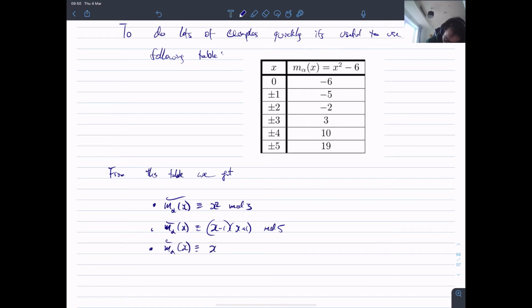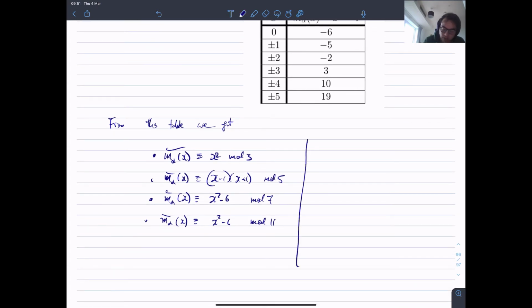What else? It stays the same mod 7, and this stays the same mod 11. If you wanted to figure out what this polynomial was mod 7 or 11, to see if it factored or not, you'd be checking through the roots to see if there's a root or not, because this works for a quadratic polynomial. This is what the table is telling you all at once. So from this, what do we get? Let me write this alongside.